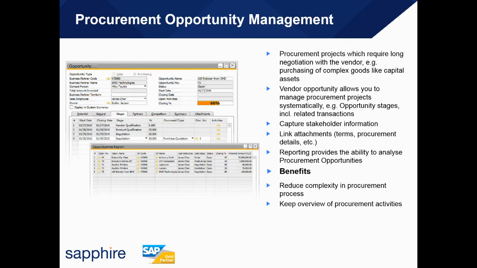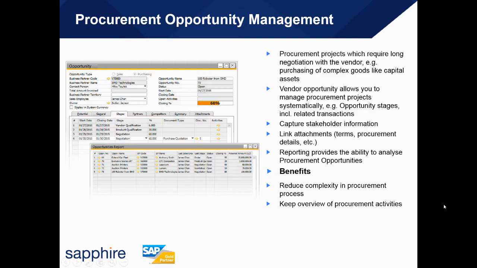documents received, shortlisted, etc. And we can also capture stakeholder information, so who at the vendor or supplier are we working with at each stage, for example. We can link attachments, so maybe the terms, procurements, details, etc. And the reporting provides the ability to analyse procurement opportunities. The benefits being we can reduce complexity in procurement processes and keep an overview of procurement activities.